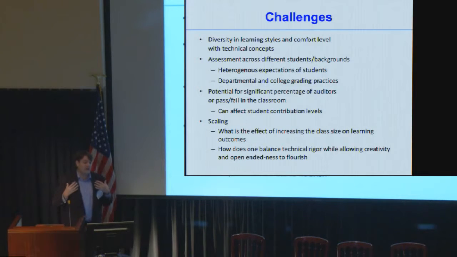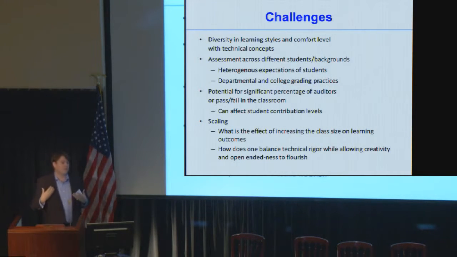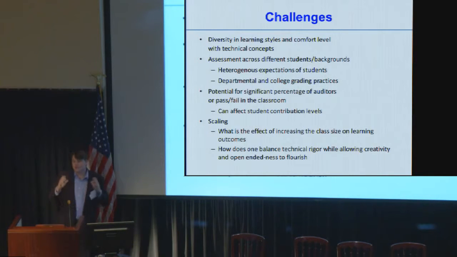In addition, there may be heterogeneous expectations from the students and different departmental and college grading practices. At my university, in our department only, a D is a failing grade. And in the rest of the university, a D is bad, but it won't fail you or fail to satisfy a prereq. There's also the potential for a significant percentage of auditors or people taking the class pass-fail, which will skew your ability to assess. People who are auditing or who are taking the class pass-fail might not put as much effort into an assignment, so then you get back and you see an average of a C for a class where you thought everyone was getting it.